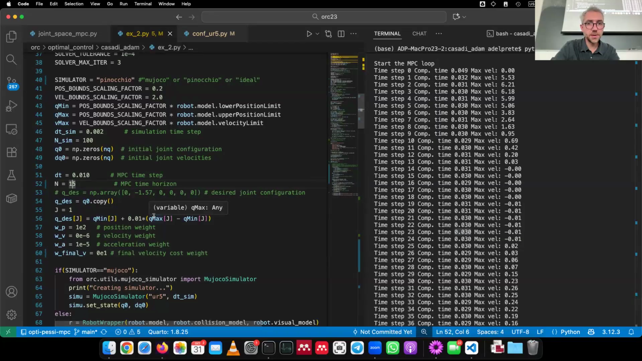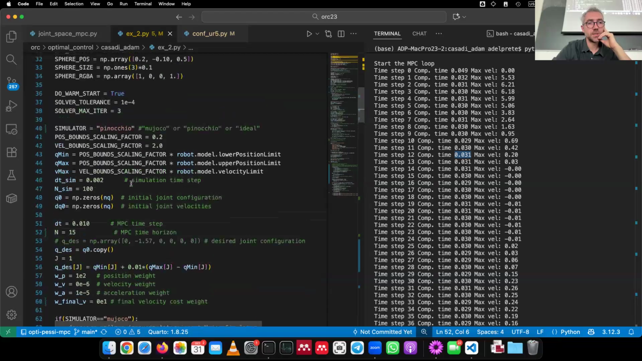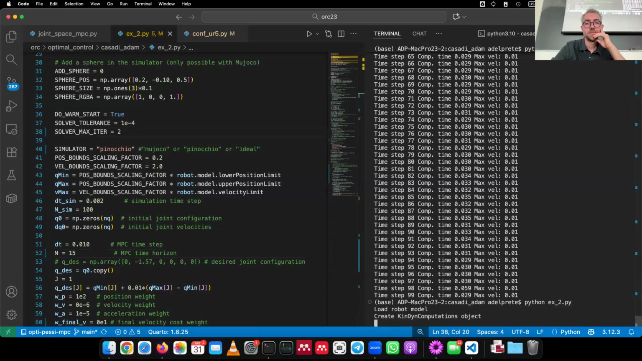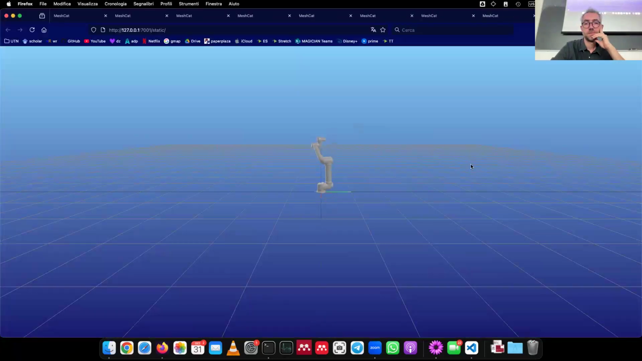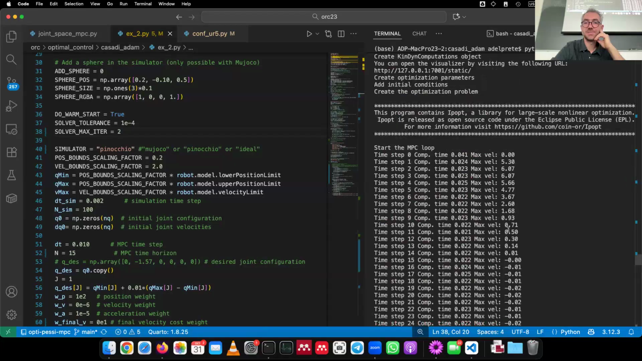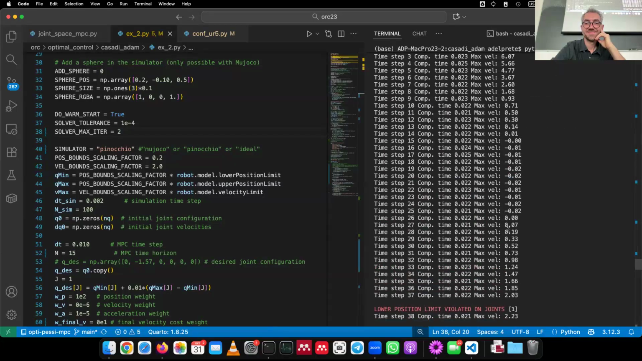So 15 works, but we are not inside our computational budget for the time. We can try to decrease the number of iterations of the solver. We set it to 2 instead of 3. Not great. Lots of constraint violations. So no, we need 3.